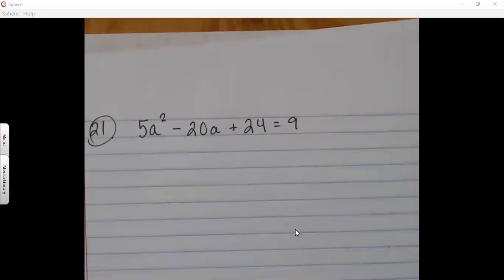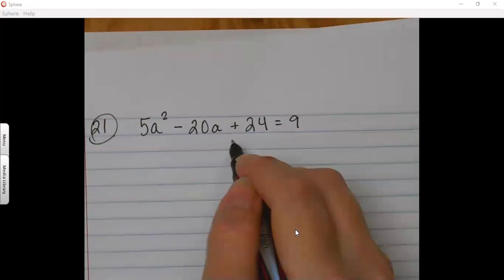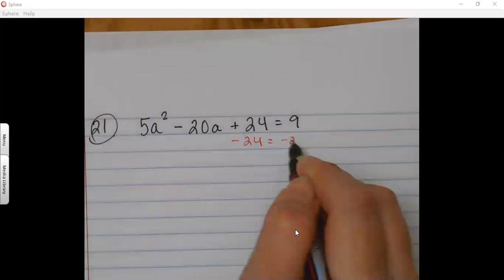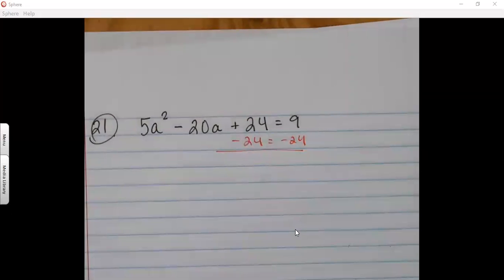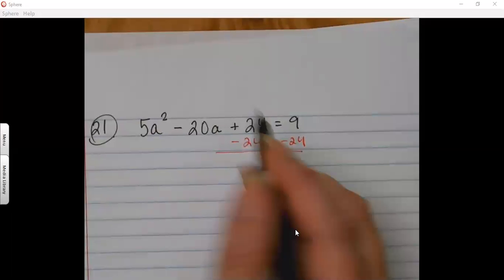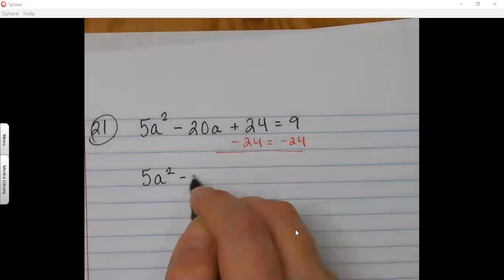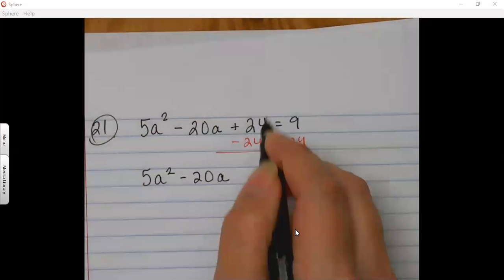When I complete the square, I don't want it set equal to 0 in standard form. I want to get my constants over on the right. So I'm going to subtract 24, very good. When you're factoring or using the quadratic formula, you want it set equal to 0. Completing the square, you don't. So I get 5a squared minus 20a, negative 15.